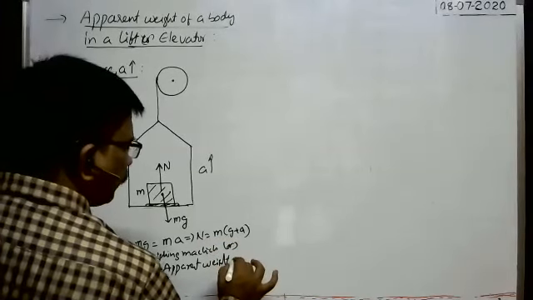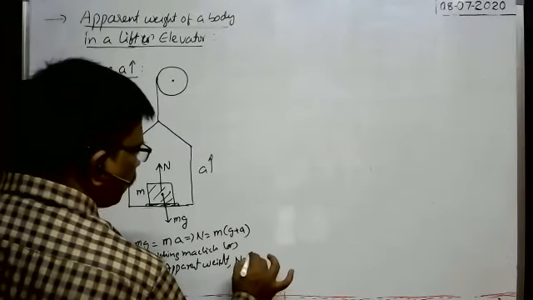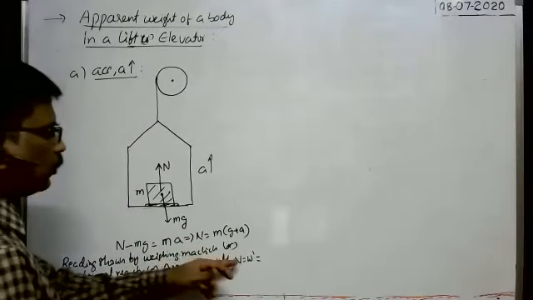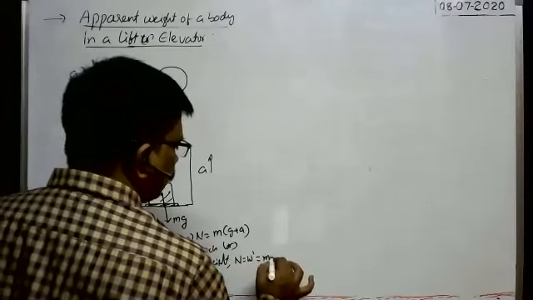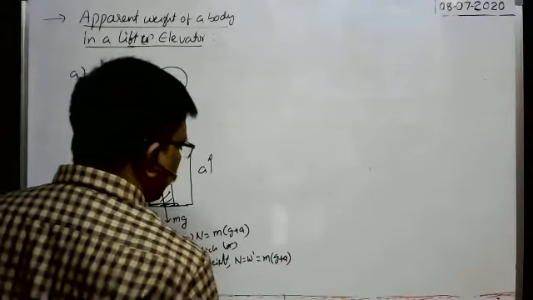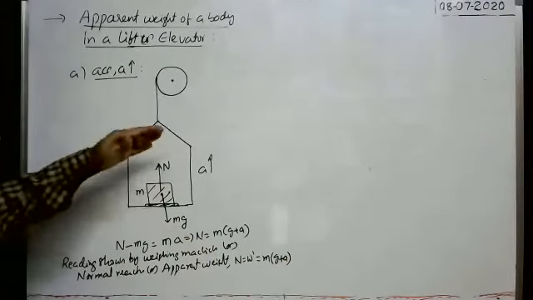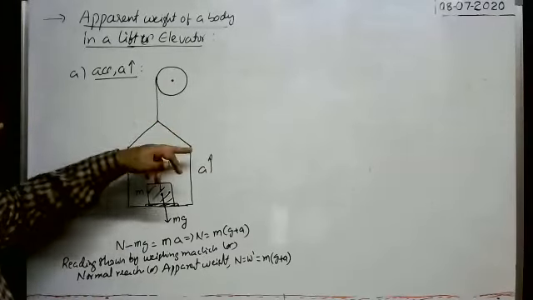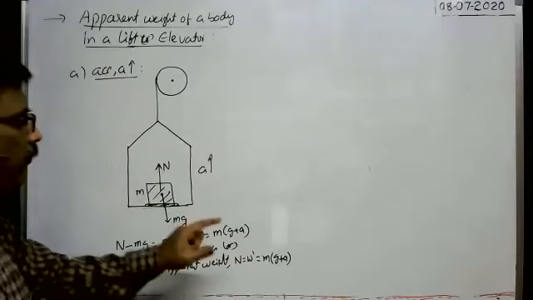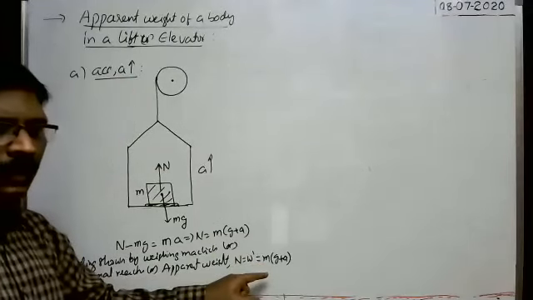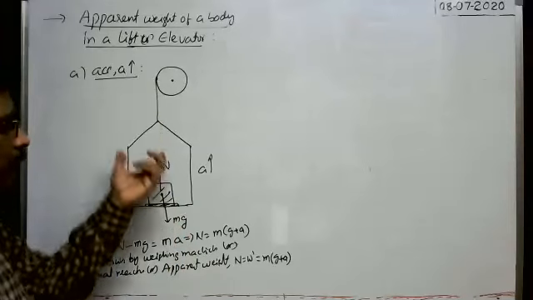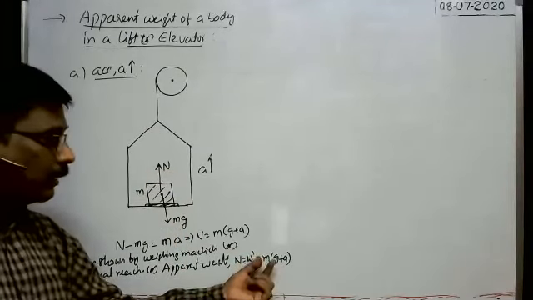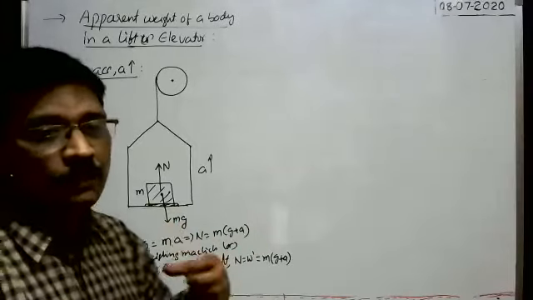We can represent the normal reaction N as the apparent weight W dash. That is, N equals W dash, which equals m of (g plus a). This is the apparent weight of the body. Suppose we are standing on the weighing machine kept on the floor of the lift. If you are moving upwards along with the lift with acceleration a, our actual weight is mg only. But whenever we are moving upwards in the lift, the weight of our body seems to increase. That becomes mg plus ma. That means the weight of the person seems to be increased.